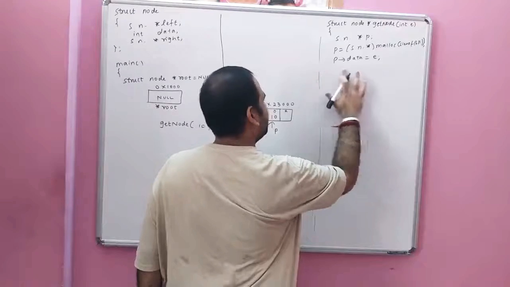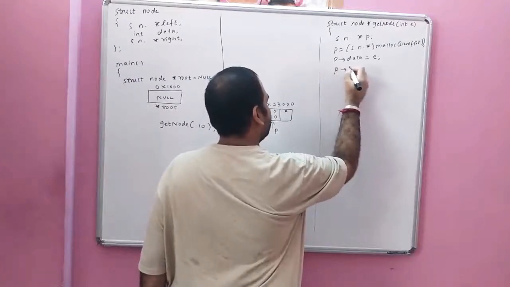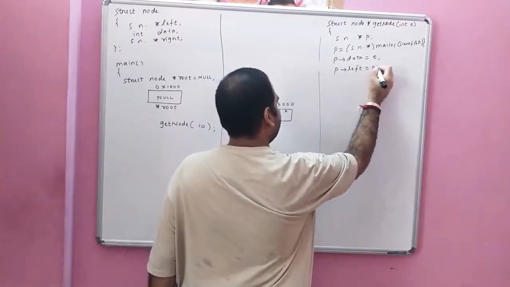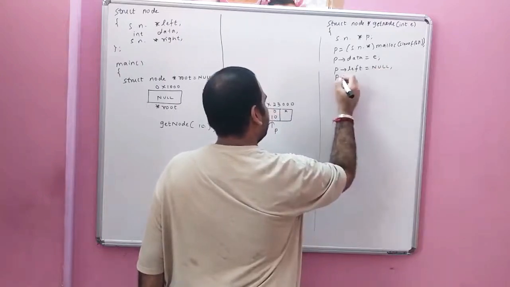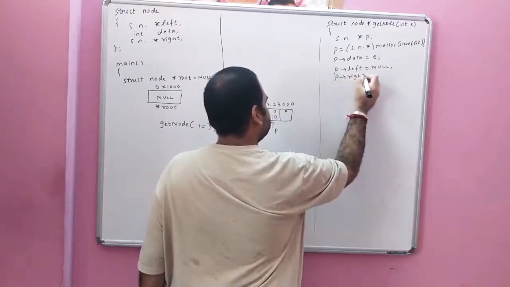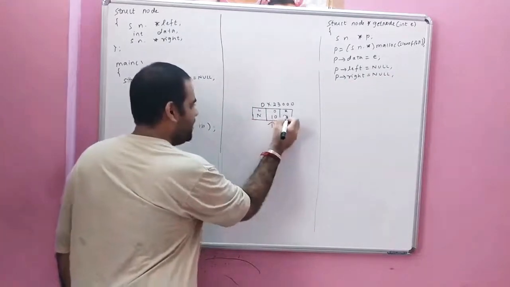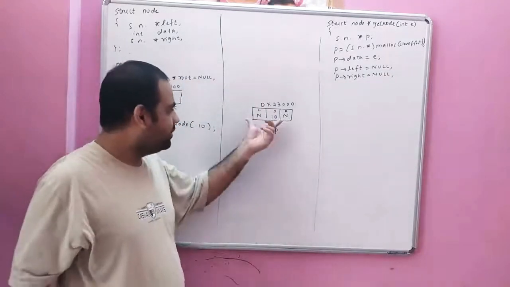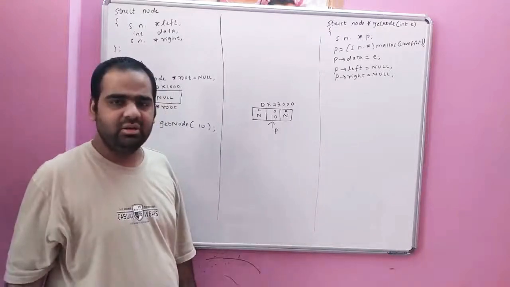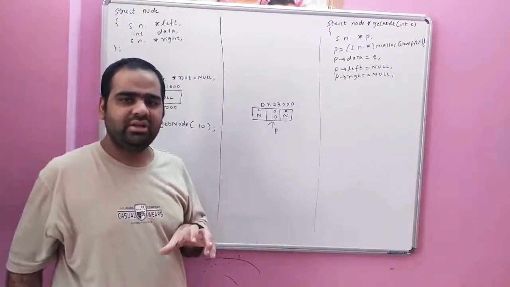Therefore before I say return p, what do I have to write over here? I have to say p arrow left is equal to null and p arrow right is equal to null. Therefore p arrow left is null, p arrow right is null. Why do we write null over here? Because there are no left child and right child. And whenever there are no left children and right children, we write null.